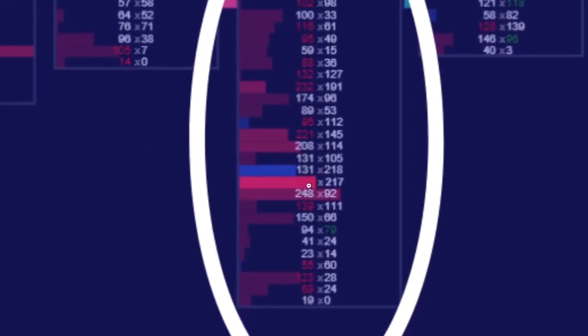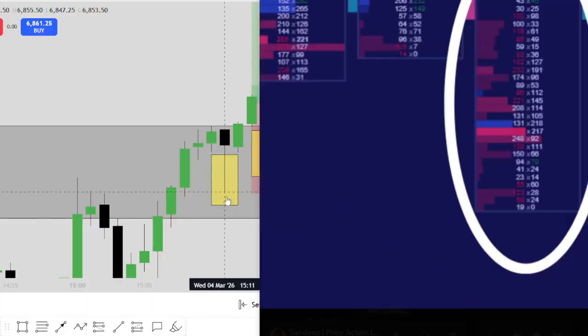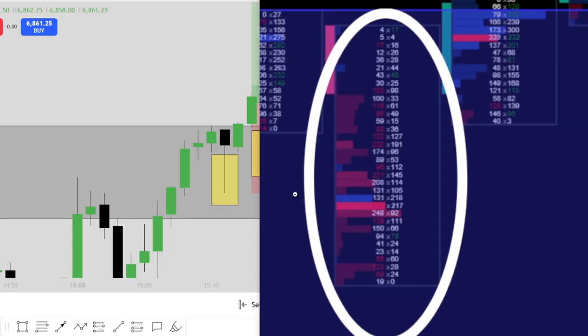This is how a footprint chart works, everyone. So what does this mean over here? This is 248 for 92, right? So this wick, or this long wick over here, is this wick here, right? Look at that. This is a zoomed in version. So for those who are wondering, I execute directly on the ATAS platform, the order flow platform that I use.